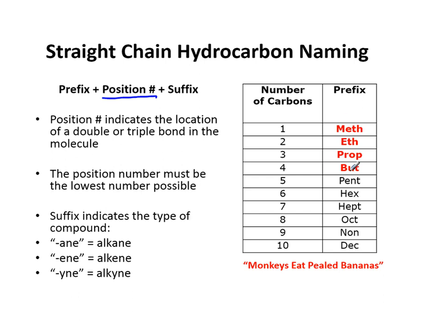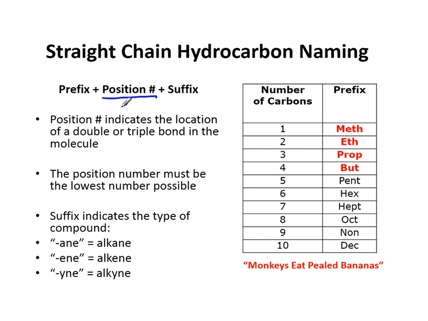So how do you remember the first four? There are a few little acronyms or little sayings that are helpful. This one I remember from my first organic chemistry high school course. Monkeys eat peeled bananas. M for meth, E for eth, P for prop, B for but.